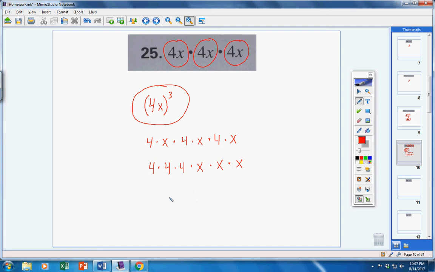Now how many 4's do I have? 3. How many x's do I have? 3. And that is also acceptable. So if you want to look at this as 3 groups of 4x, that's fine. But be sure and put parentheses around it so the person knows that it's the 4 and the x together being written 3 times. Or you can break it down and rewrite it like this, and then put 4 to the 3rd power next to the x to the 3rd power. It really doesn't matter. Okay?